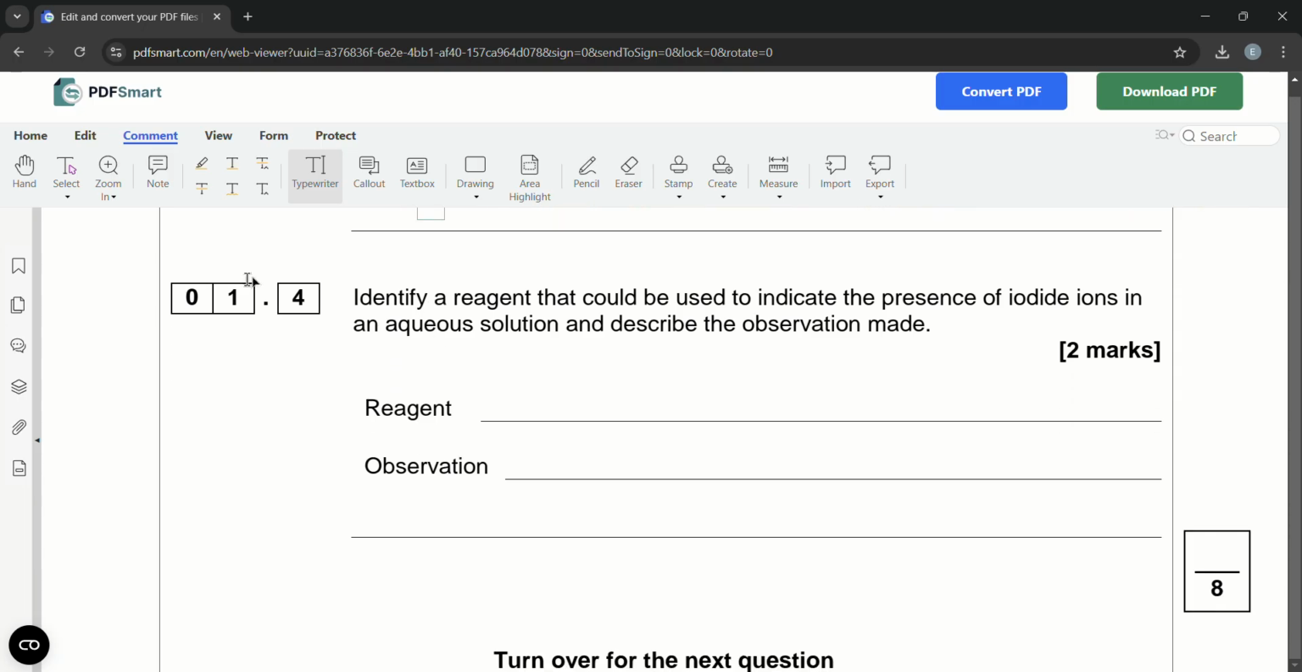And question 1.4. Identify the reagent used to identify iodide ions. AgNO3, silver nitrate. And what precipitate is it? Well, it's obviously going to be a yellow precipitate.